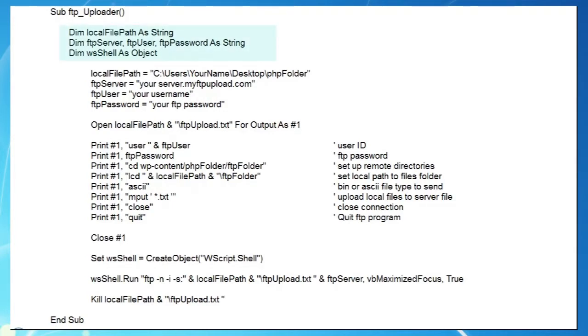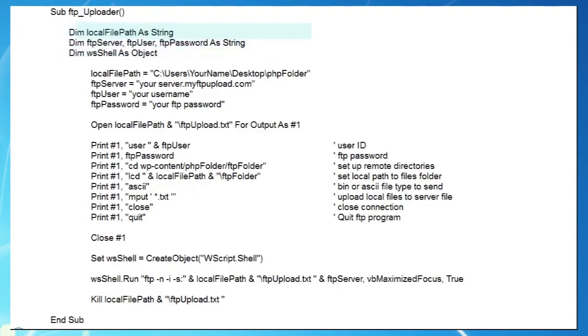The first is the local file path to the folder on the computer our files for upload are held in, and then three strings to hold the address of our FTP server, our FTP username, and our password. Finally, we're going to create an object to run our own FTP client. We'll look at that more closely in a minute, but basically an object is a computing construct which can do things and also has some properties which we can see and change.